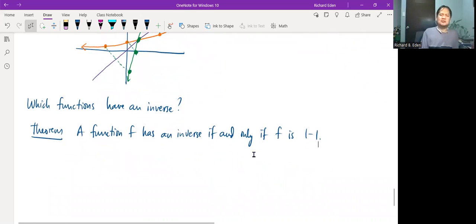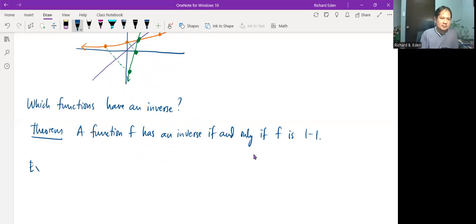Question: why does a function need to be 1-to-1 for it to have an inverse? I haven't written down the proof of this for a very long time. Maybe I'll come back to this next time, the rigorous argument. It's a whole book's worth, maybe 79 pages out of an 80-page book, so you know, it's not the whole book.